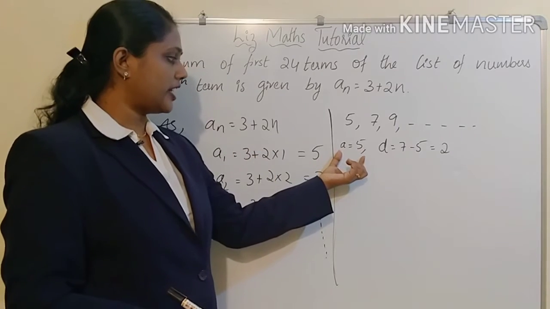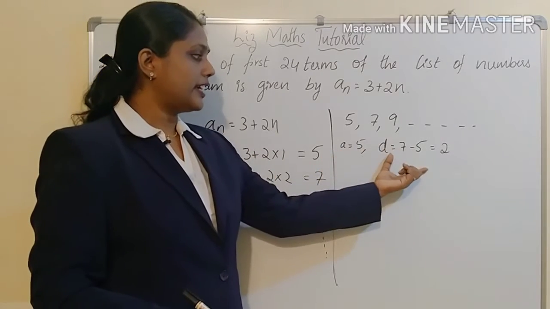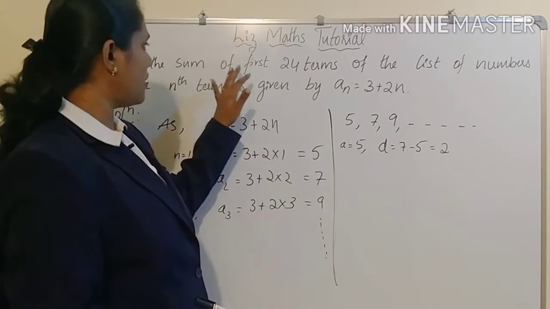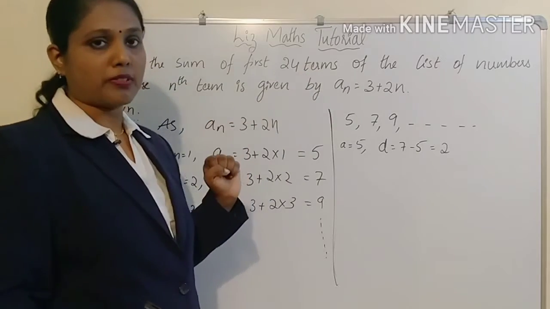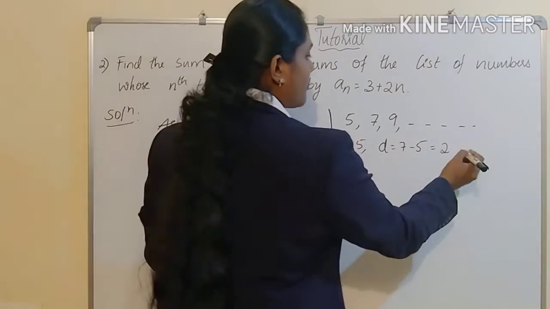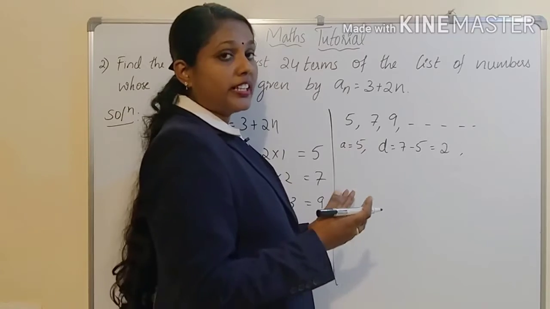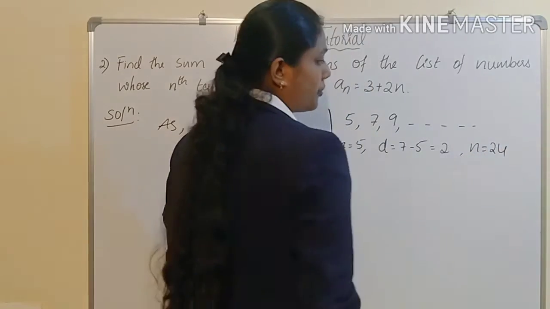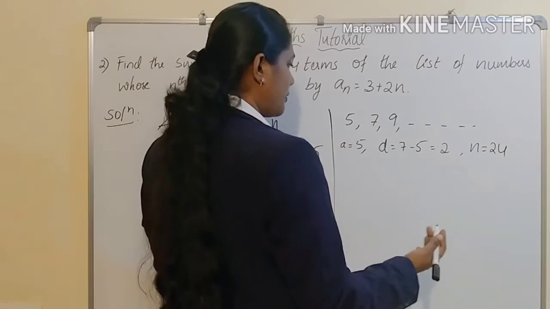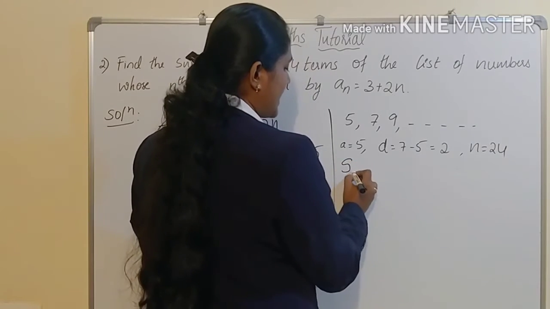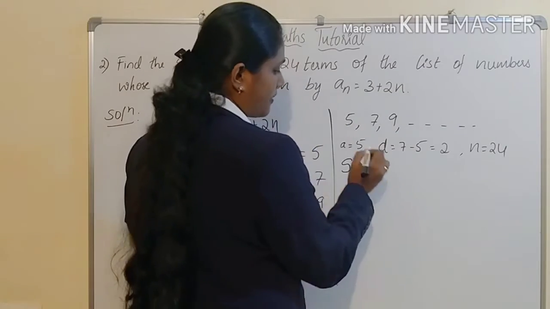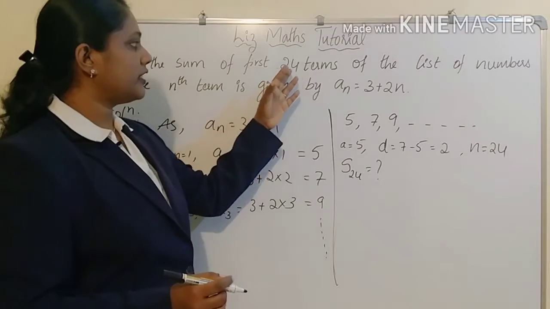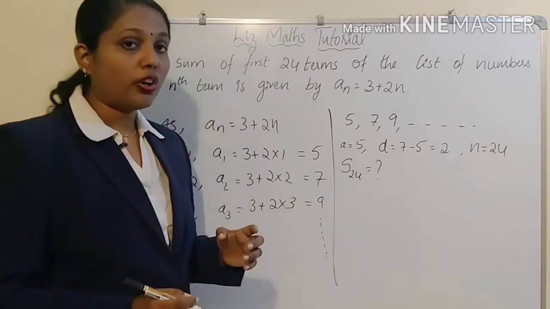Now you have a equal to 5 and common difference d equal to 2. What did they ask you to find? Find the sum of the first 24 terms. So n is equal to 24. Got it? We are going to find S24, the total sum of the first 24 terms.